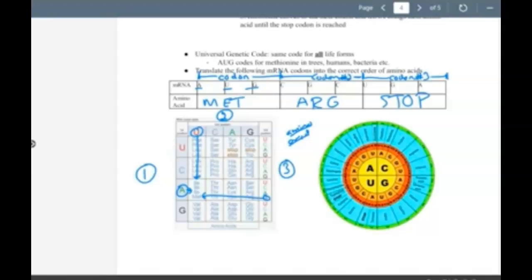Let's look at the second one. CGC was the second one, right? So if I want to find, oh my goodness, that was supposed to be an eraser. If I want to find CGC on the first side, left side, C and G, I know it's going to be arginine. I don't even need to look at the third one, but I could. It's that. So ARG. So again, whatever you want to use, squares or circles, doesn't matter.